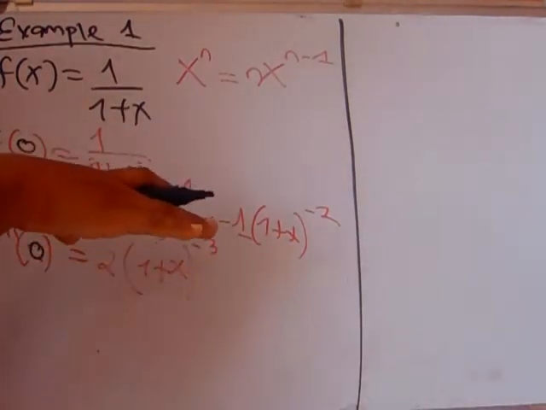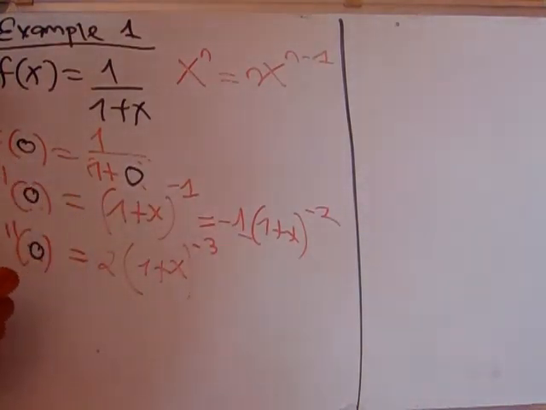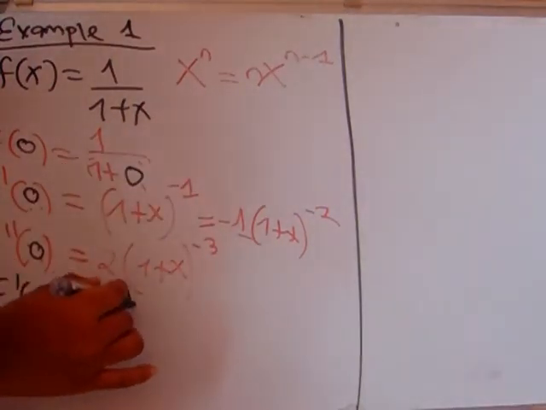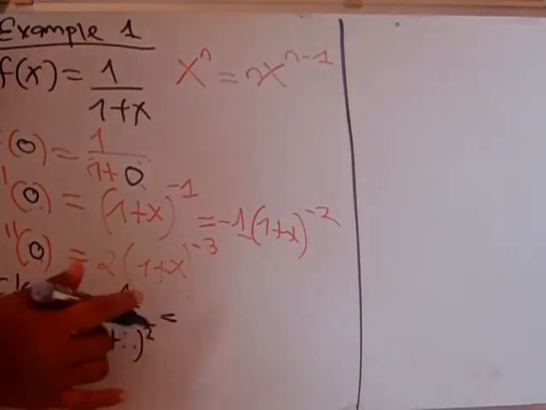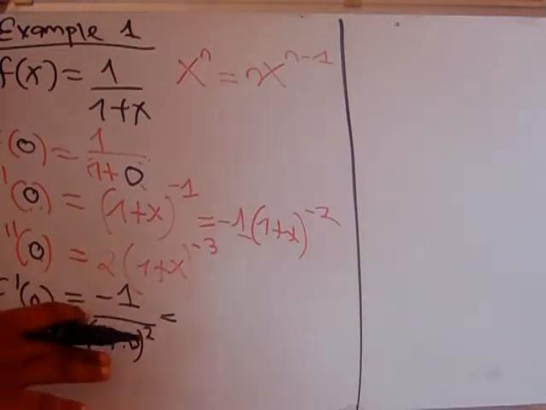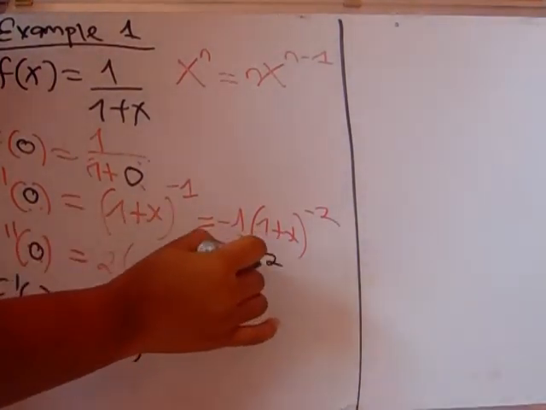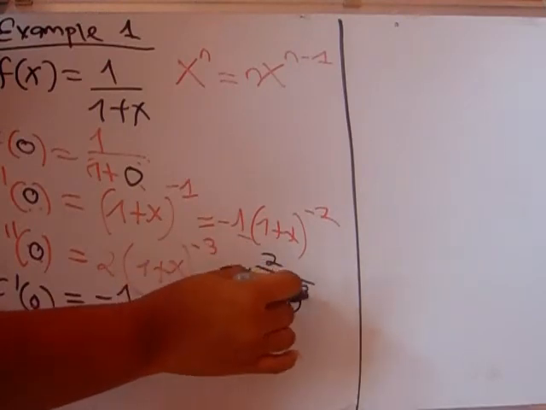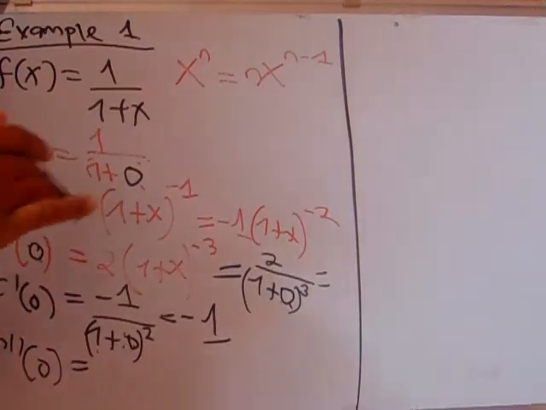In this case, it's better if we change it back to the fraction so you get to see it. So f prime of x is the same thing as -1 over (1 plus x) raised to the power of 2. If I replace x with 0, I'll be left with -1 over (1 plus 0) squared, that's -1. And then f prime prime of x is 2 over (1 plus x) raised to the power of 3. If I replace x with 0, I'll be left with 2 over 1, which gives me 2.